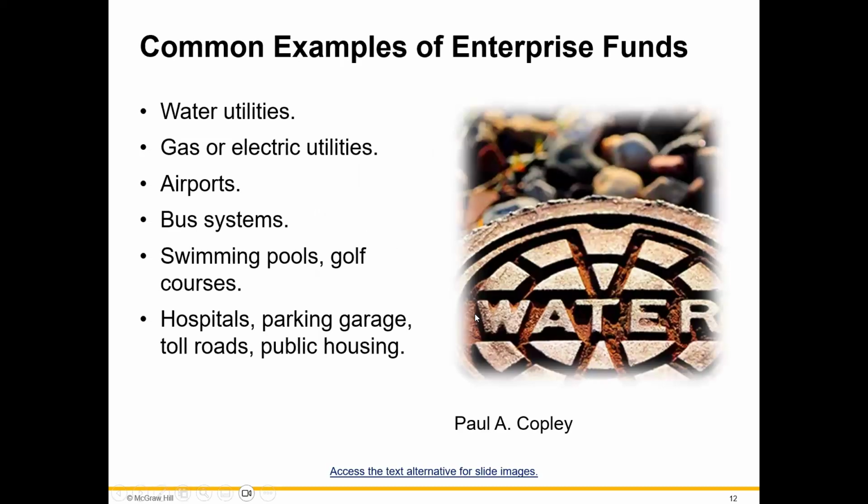Okay, there we go. Common examples of enterprise funds. So you can see the examples there.